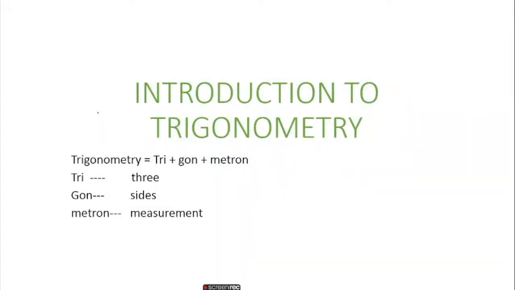Good morning, children. After a long gap, we are going to restart our mathematics classes. So we will start with a new lesson. It is called trigonometry.